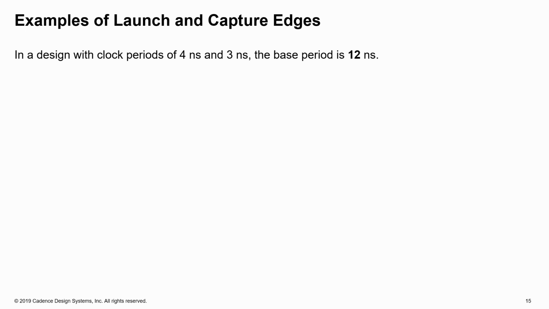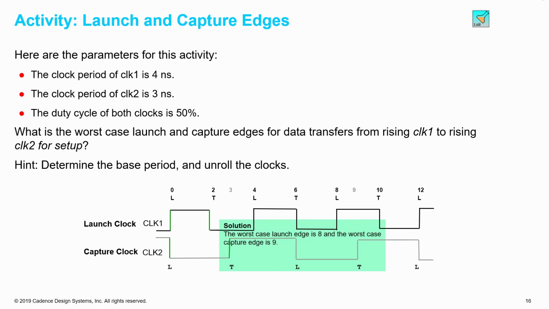The corresponding capture edges would be: for 2, it's 3; for 6, it's 9; and for 10, it's 12. So obviously the worst case capture is shown in the graphic right there, the launch edges and the capture edges. Try this activity to improve your understanding.